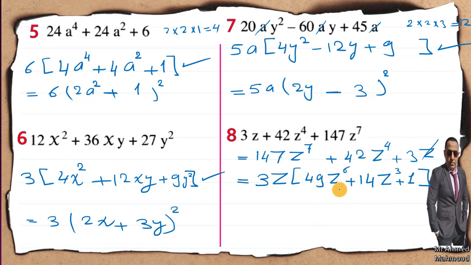Okay, now this expression is a perfect square, because 49 its square root is 7 and 1 its square root is 1, so 2 times 7 times 1 equals 14. So this is a perfect square trinomial. Okay, its factorization is 3z open a bracket all to the power of 2, square root of the first, which is 7, z to the power 6 divided by 2 equals 3. Okay, drop down the middle sign, square root of 1 equals 1.